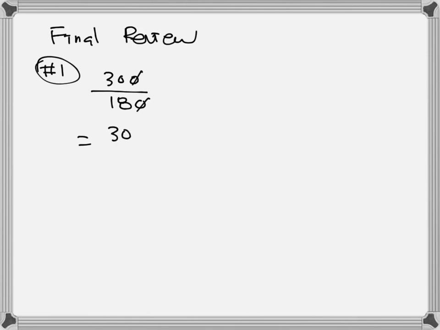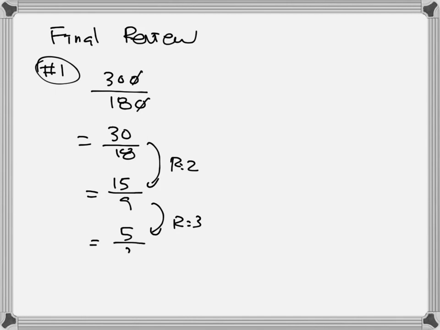We have 30 over 18. From here, we're going to reduce by 2. So here to here, reduce by 2. So it will be 15 over 9. Then next, going to reduce by 3. So it'll be 5 over 3. Then that's our answer. Okay, let's look at the next one.